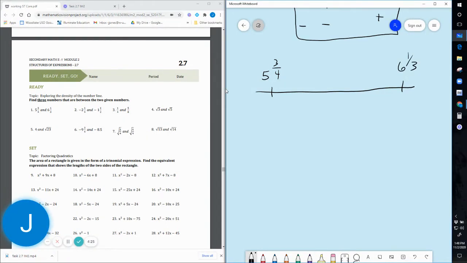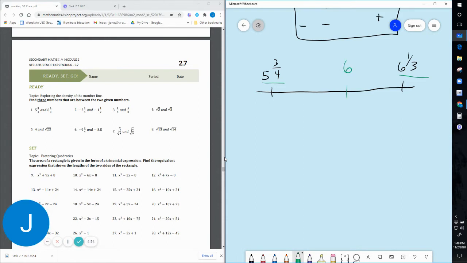All right, I have good news and bad news. The good news is there's an infinite number of answers. So there's literally an infinite number of answers you can pick that will fit between these two numbers. The bad news is you've got to use fractions and decimals, right? So you're basically saying, what's a number bigger than 5 3/4 but smaller than 6 1/3? Well, an easy one would be 6.